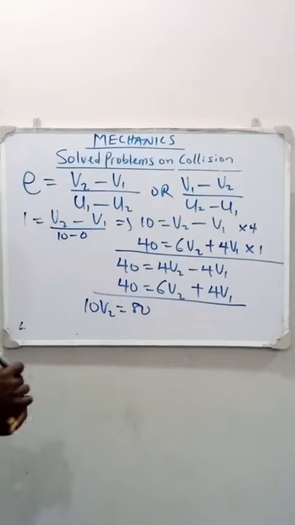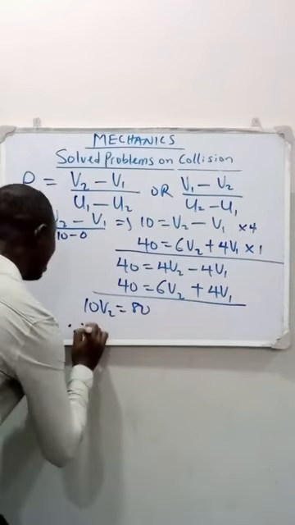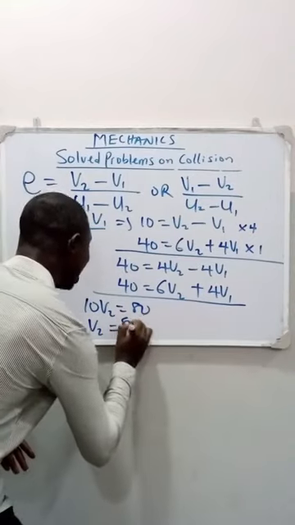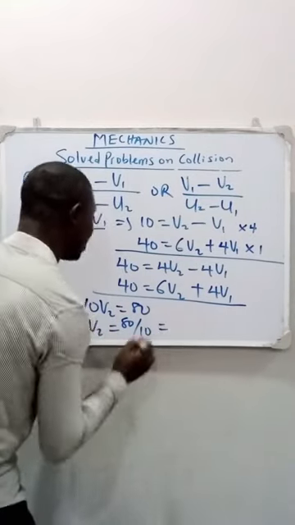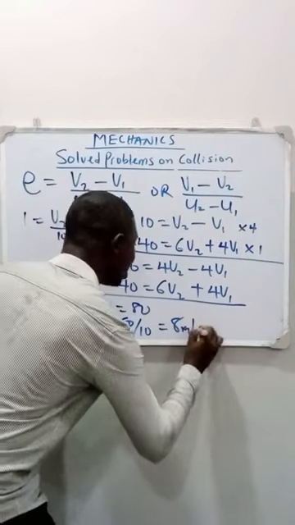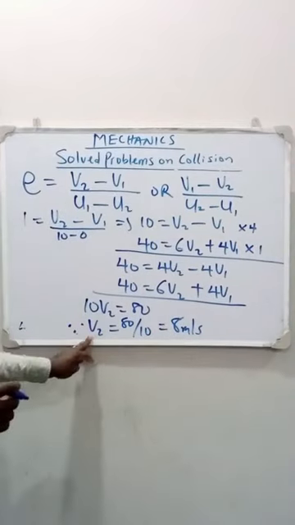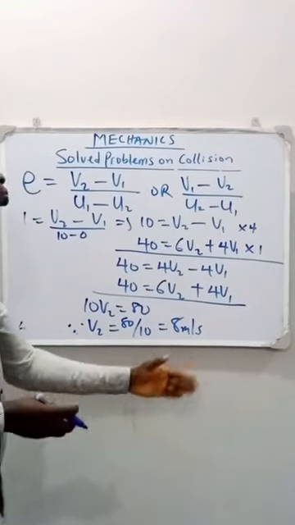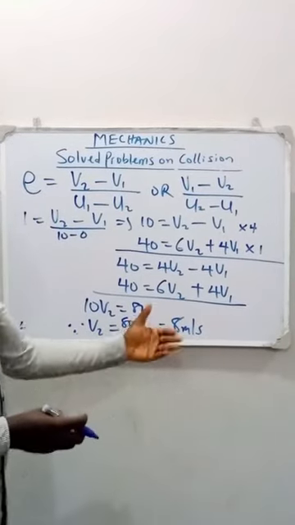80. 10v2 equals 80. Therefore, my v2 equals 80 over 10, which is 8 meters per second. The value of v2 is 8 meters per second. Also, since we've gotten v2, we can use that value of v2 to generate our v1.